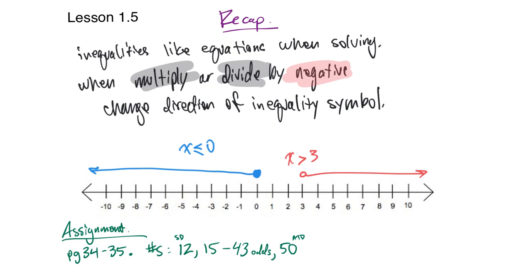Okay. Your assignment for this lesson is going to be on page 34 and 35. You're going to do number 12, 15 through 43, the odds, and then you're going to take a crack at 50. There's a couple letters here, like SD and ATD. If you have questions about those, come ask me. If you have any other questions about the material and you know how to get a hold of me, take care.